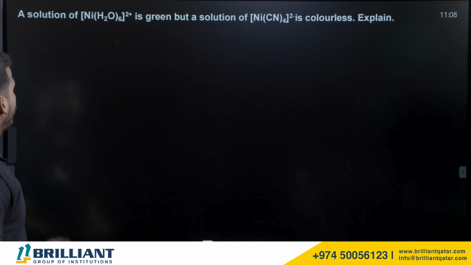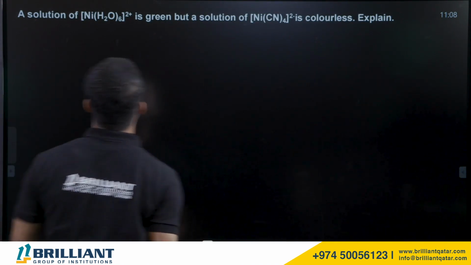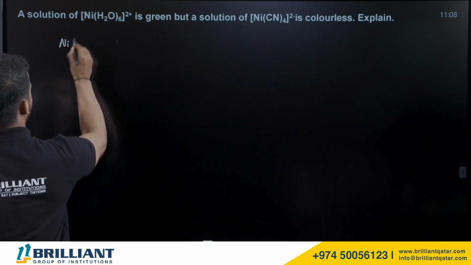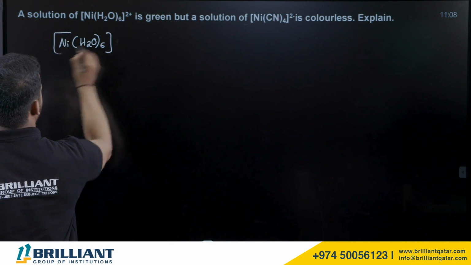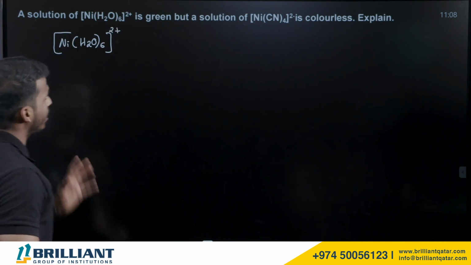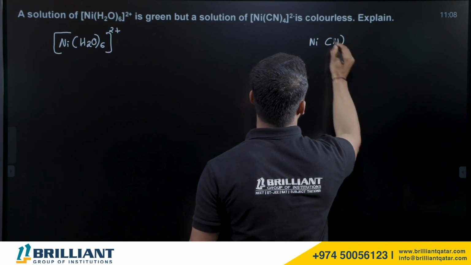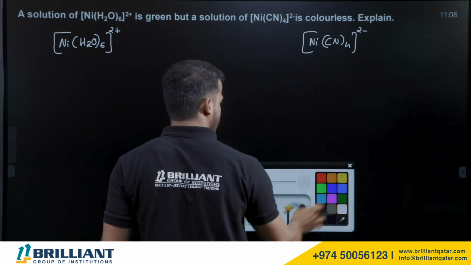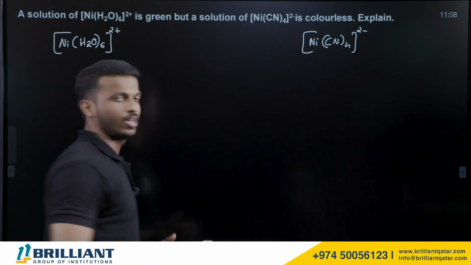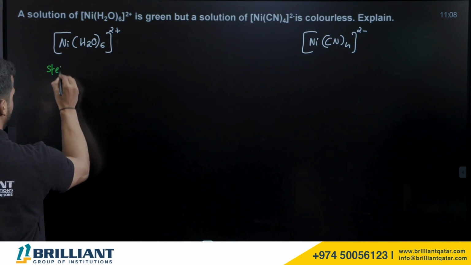Now, the question is: a solution of [Ni(H2O)6]2+ is the complex given. It's green in color, but a solution of [Ni(CN)4]2- is colorless. Dear student, it's very simple to do this kind of question. Everything is regarding VB theory. Again, let me take step number 1.